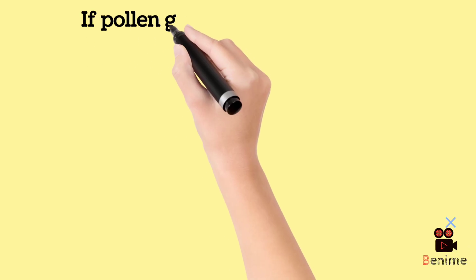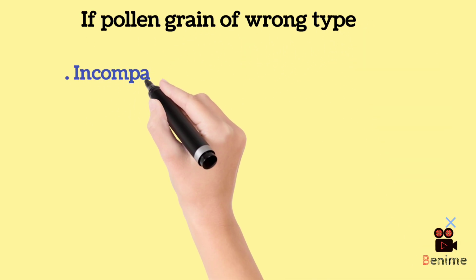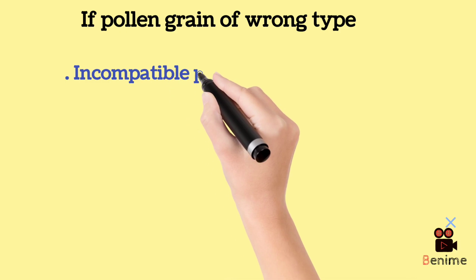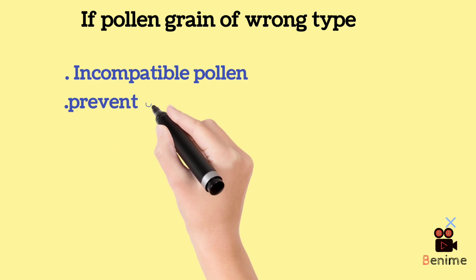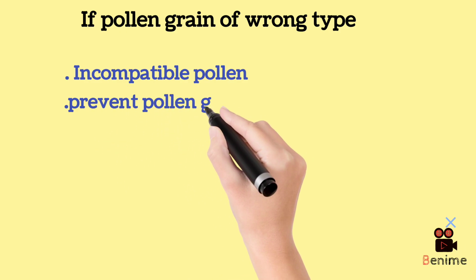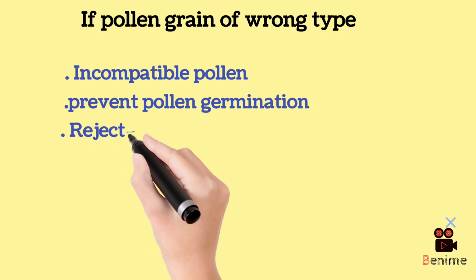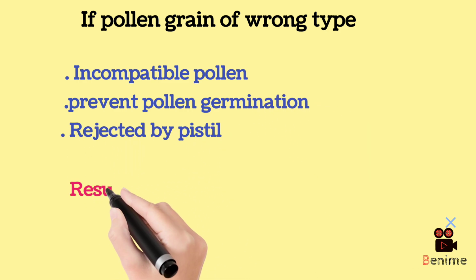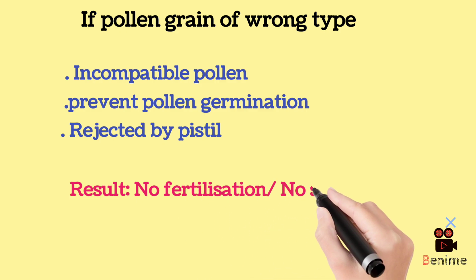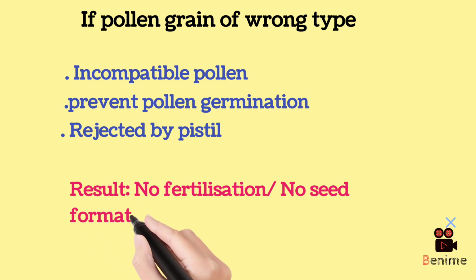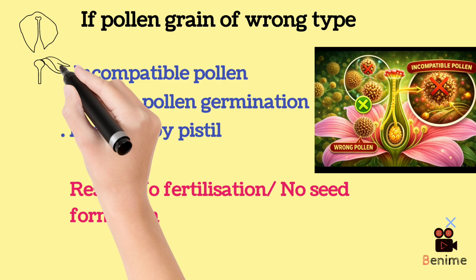There are two types of pollen grain. One is incompatible and the second one is compatible. If the pollen grain is of the wrong type, it is incompatible pollen, which is not accepted by the pistil. It prevents pollen germination and the result is no fertilization. No seed formation takes place.